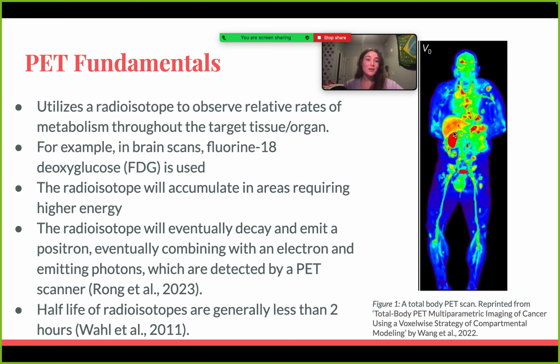And these areas in red are the most active. These are emitting the most photons, and so you can gather that the most amounts of radioisotopes accumulated there, therefore that area is using up the most of your energy source.